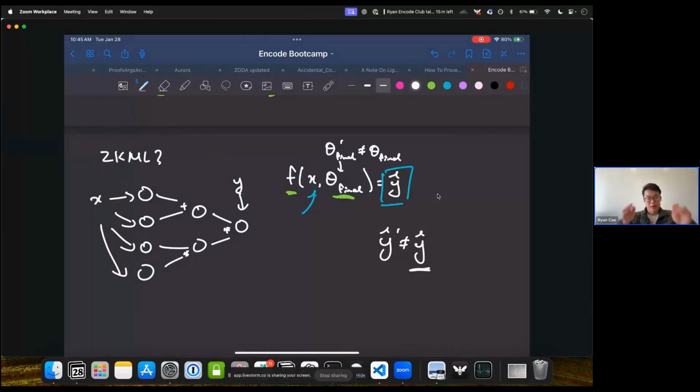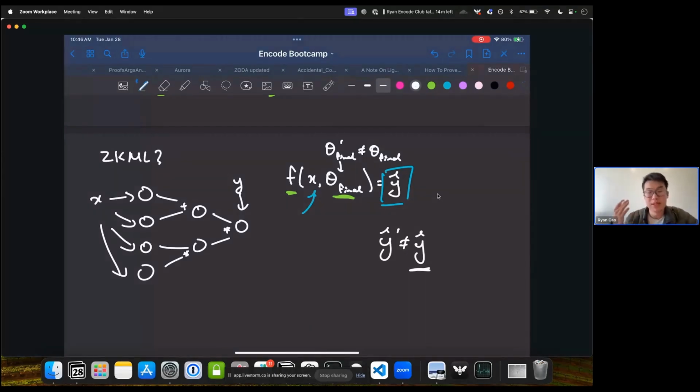Cool. So the TLDR behind zkML is that during inference time, we want to prove that the model was run correctly using the correct parameters on the correct input. And that will give us the correct result, of course. And so that is the process that we are proving the correctness of.